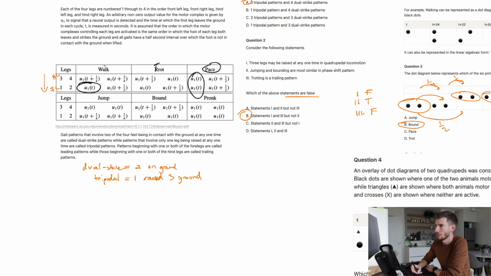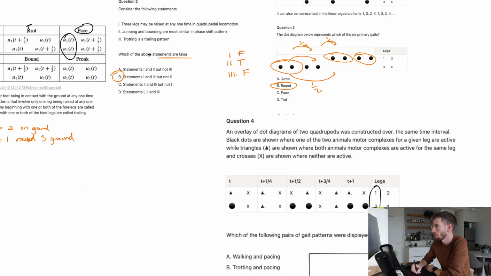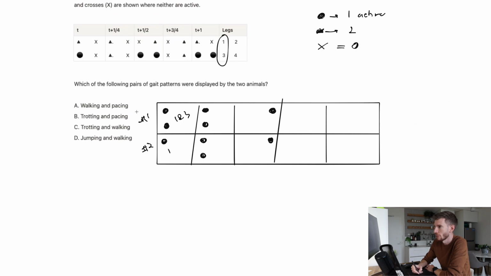So immediately now, I actually don't need to decode it any further. It's pacing and walking, simple as that. So this one must be pacing, and this one must be walking. And from there, that's going to be my answer.